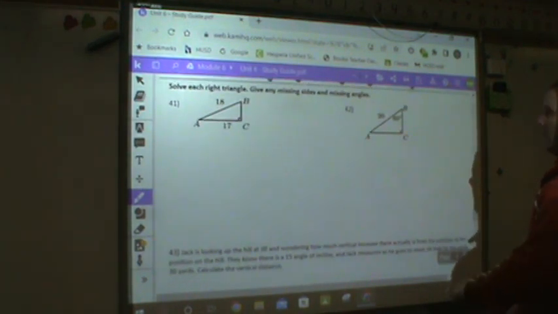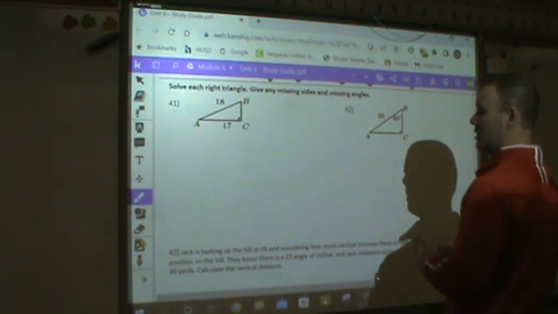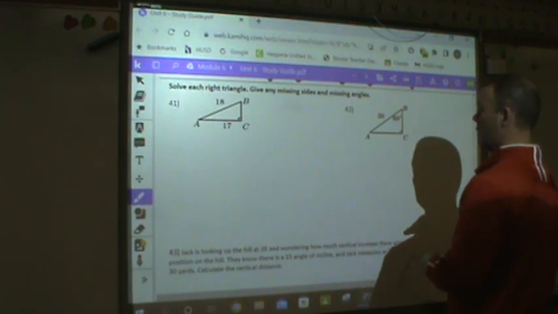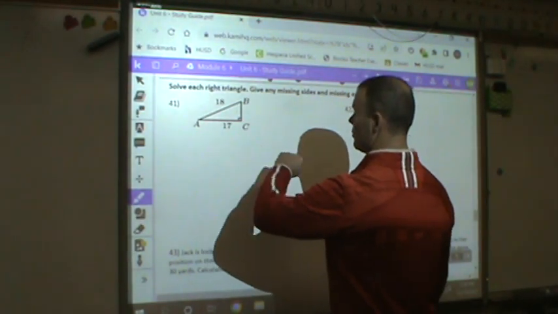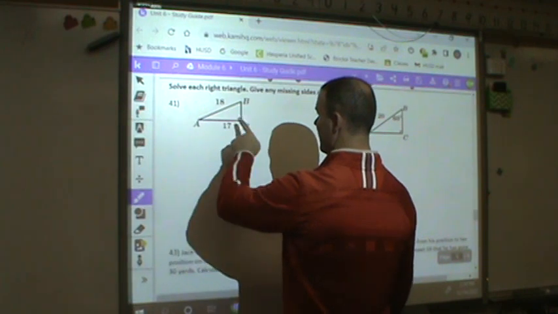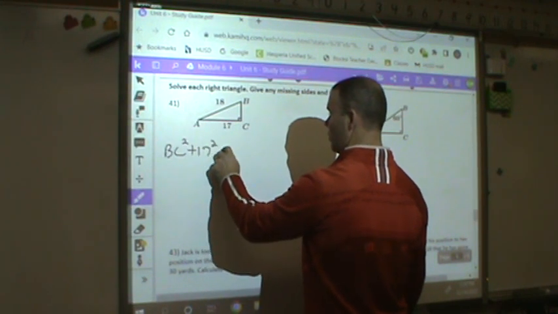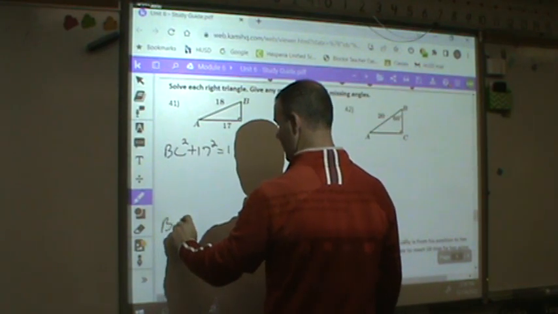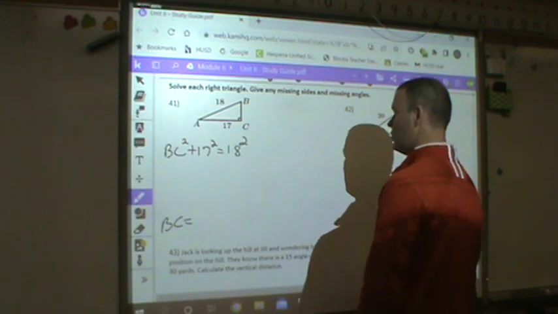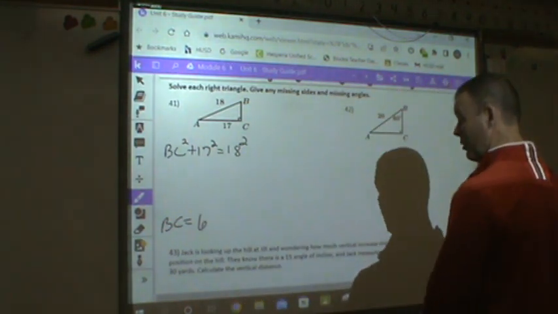41, 42. Solve each right triangle. There are multiple examples in your book solving right triangles, finding the angles, finding the sides. I will tell you, you can Pythag to find BC. So BC is a leg. So BC squared plus 17 squared is equal to 18 squared. And if you do the math, BC is equal to, what was it? I think BC was equal to 6, if I remember correctly.